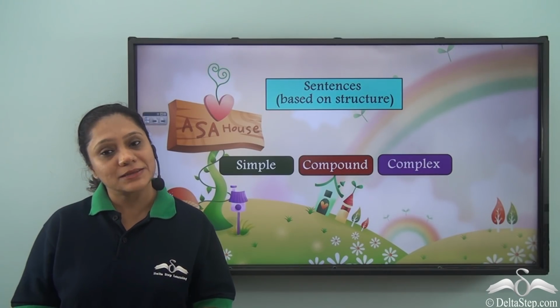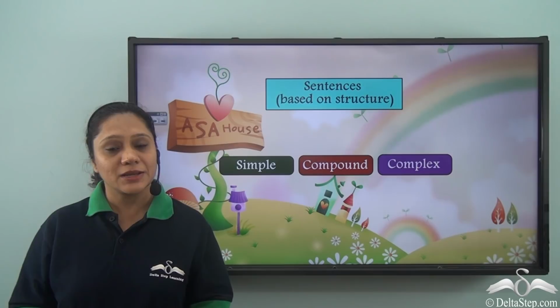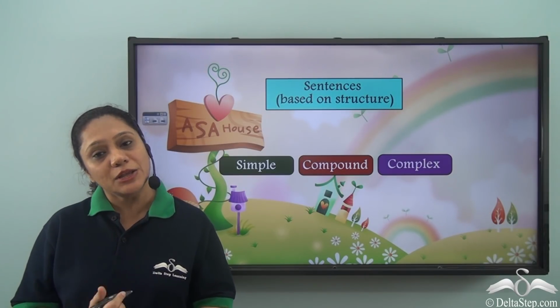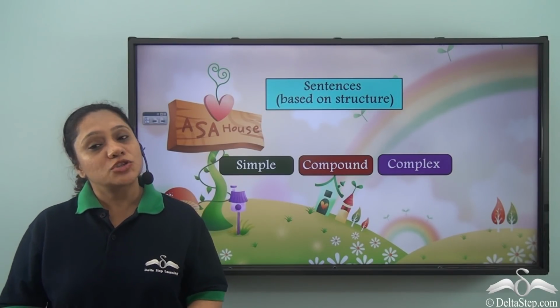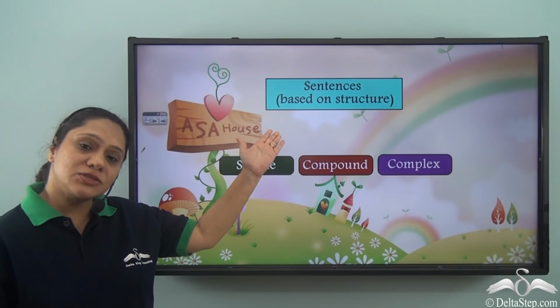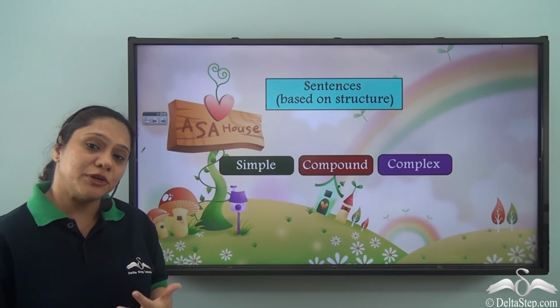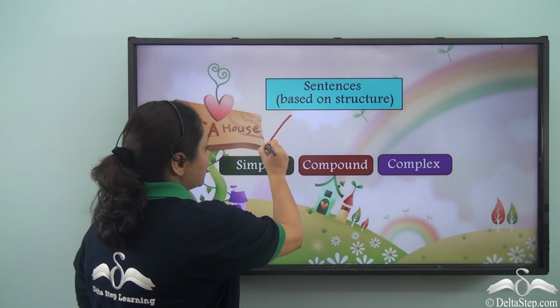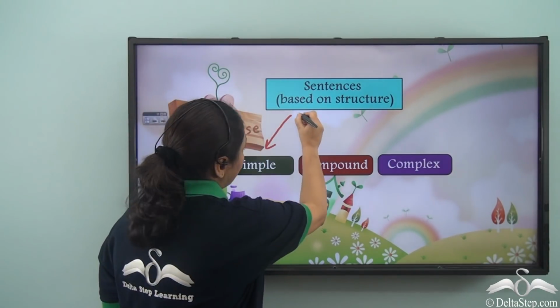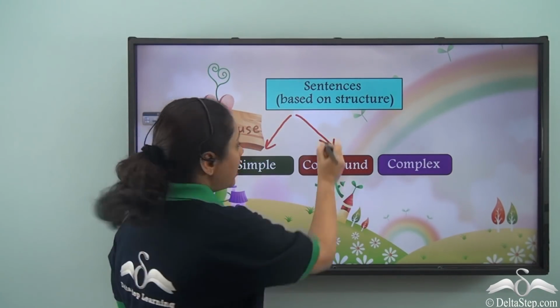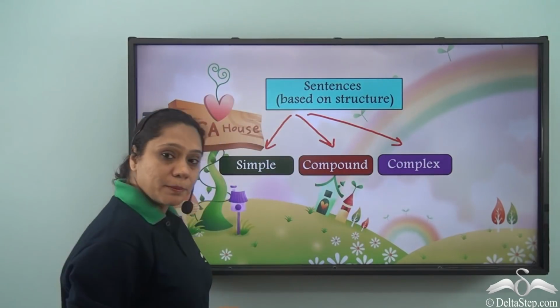We already discussed sentences in great detail. Today, we learn something new about them. So, we know that based on their structure, sentences are of three kinds. They are simple, compound, or complex.